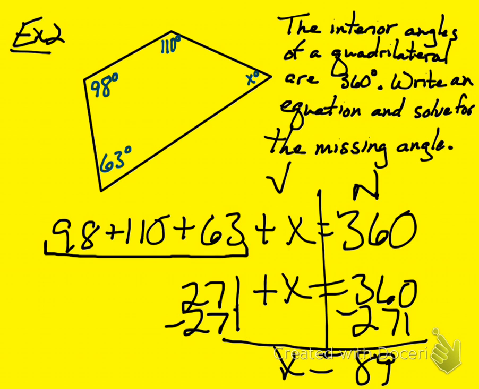And so x, my missing angle, is 89 degrees, or you can say x equals 89 because there's already a degree on the x, so either one's good. Okay, so that's how we write an equation and then solve it.